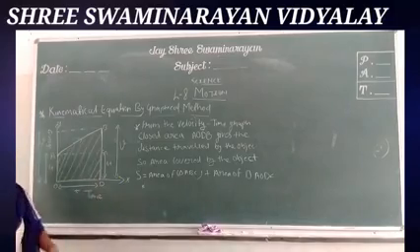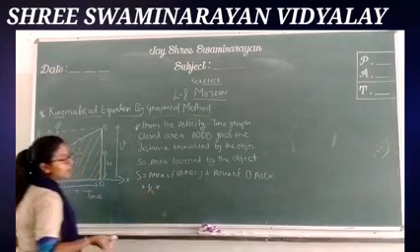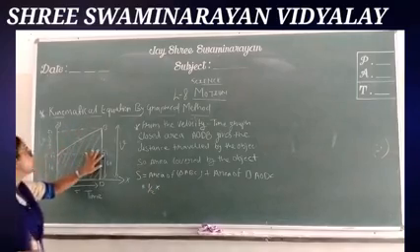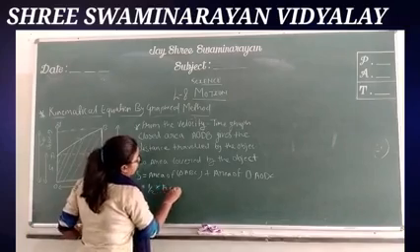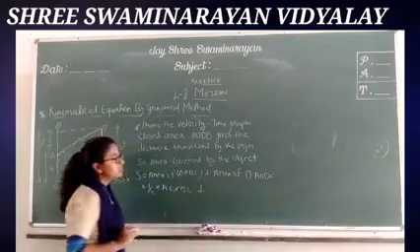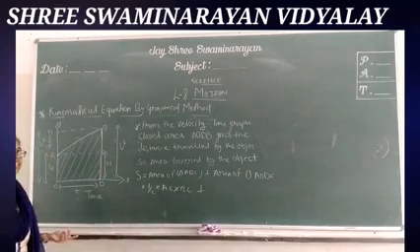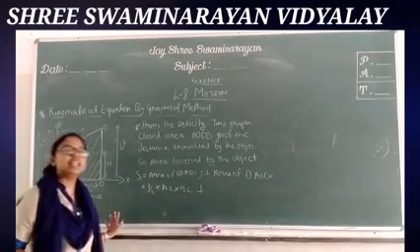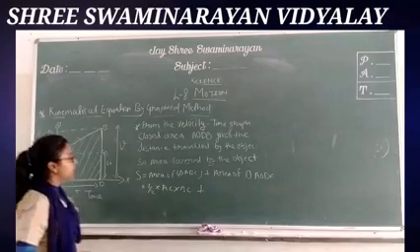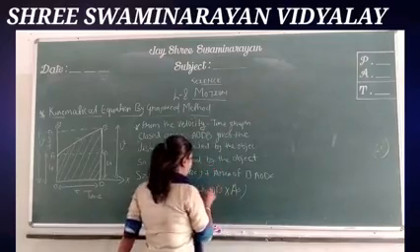As we know, the area of a triangle is half multiplied by base multiplied by perpendicular. So the base in this triangle is AC and the perpendicular is BC, plus the area of AODC. So how do we find the area of a rectangular shape, students? That is length into breadth. So OD multiply by AO.